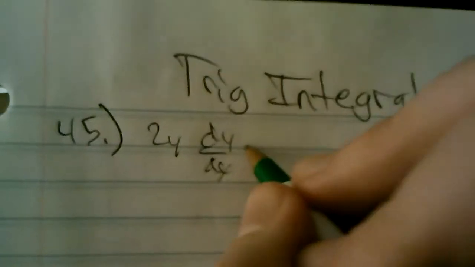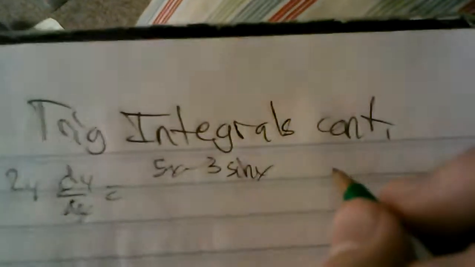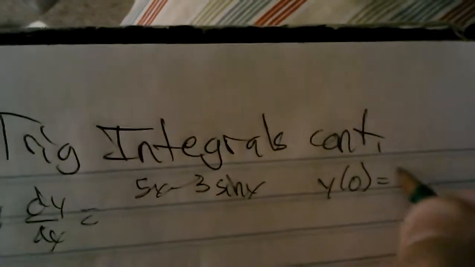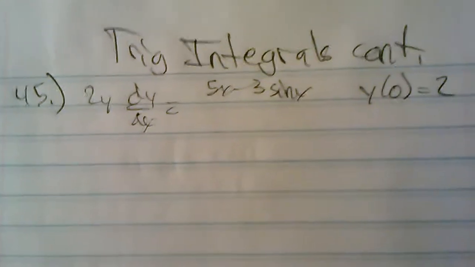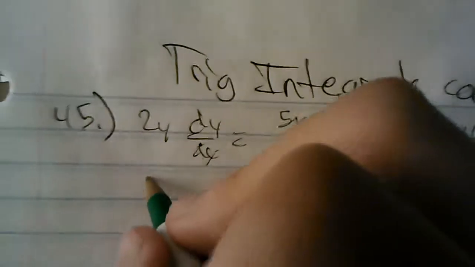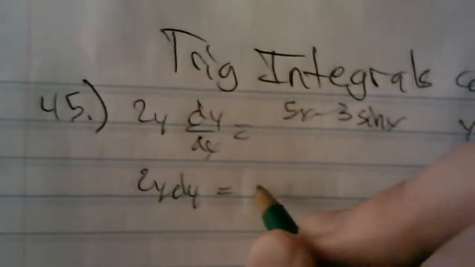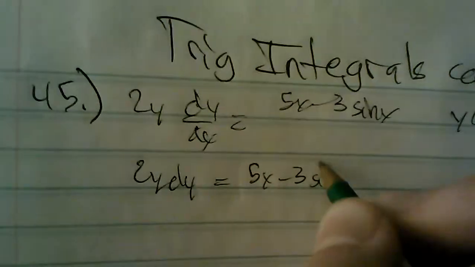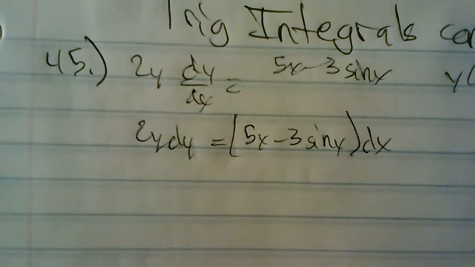So we've got 2y dy over dx equals 5x minus 3 sine x, and y of 0 equals 2. I haven't actually done this one beforehand, which is kind of new, so you never know, this could get a little messy. So we have 2y dy equals 5x minus 3 sine x dx. So we're going to take the integral of both sides.